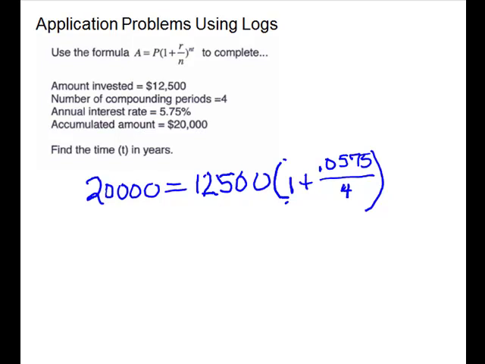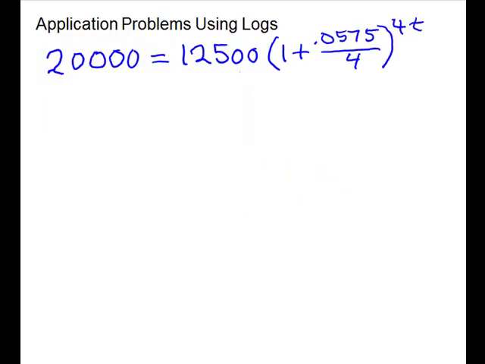Exponent is N times T. So it's going to have the 4 there. And the T is our unknown. So find the time in years. First, we will divide out the 12,500. We want to get this piece with the exponent by itself, without other pieces there. So we'll divide by 12,500.